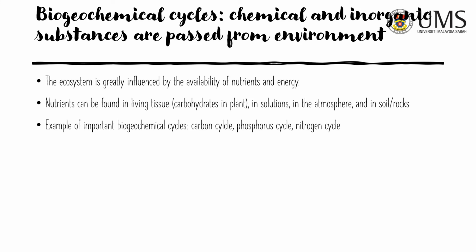Biogeochemical cycles. Chemical and organic substances are passed from the environment. The ecosystem is greatly influenced by the availability of nutrients and energy. Nutrients can be found in living tissue, for example, glucose in plants, or carbohydrates in plants, in solutions, in the atmosphere, and in the soil.